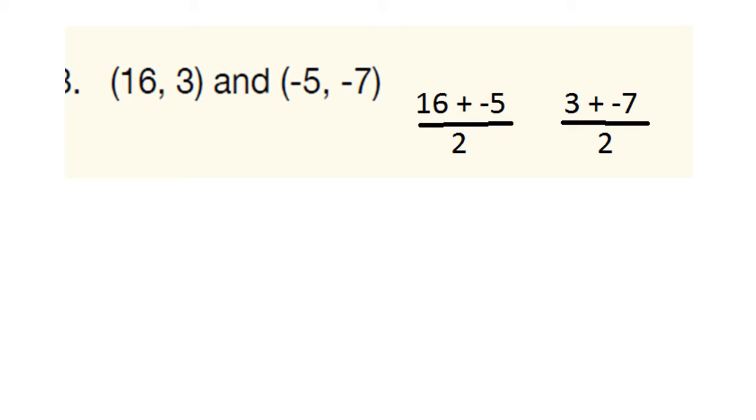For number 3, 16 and -5 divided by 2. You get 11, and 11 divided by 2 is 5.5. So you could say 11 over 2, or you could say 5.5. Either one is fine. And for the y value, you could say -7 and 3 is -4. So that would be a -2.